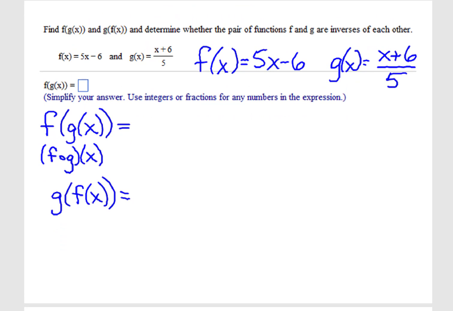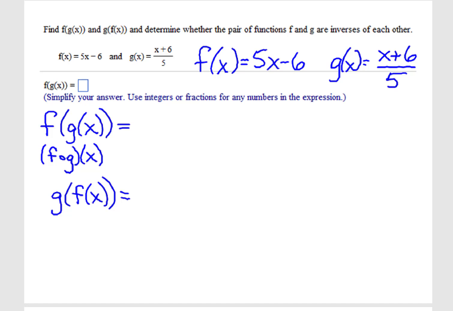Okay, so this one's telling us to find f of g of x and g of f of x and determine whether the pair of functions f and g are inverses of each other. If you're wondering what that means, I would highly recommend going back to video 2.6 where we talked about composite functions and plugging functions into each other. That might help a little bit.